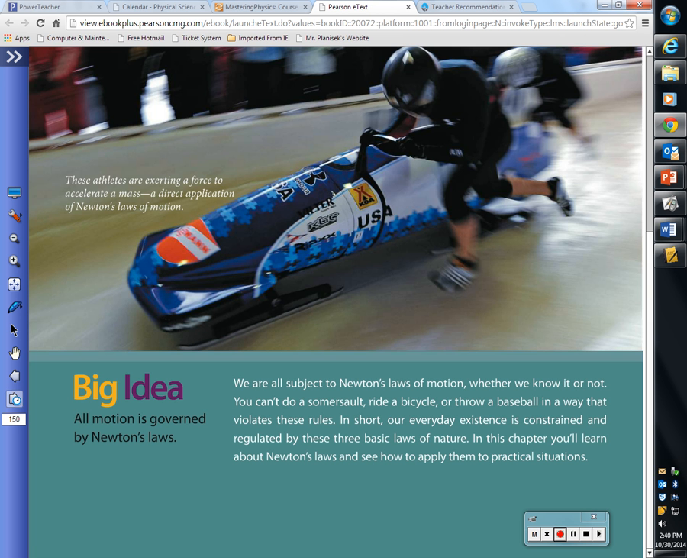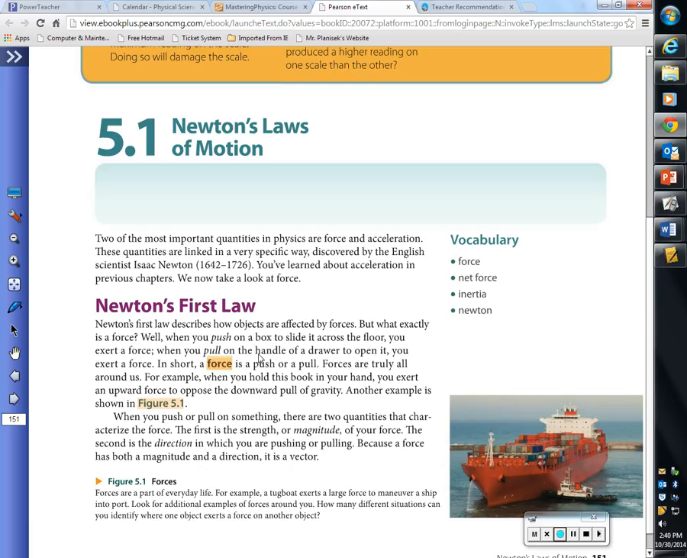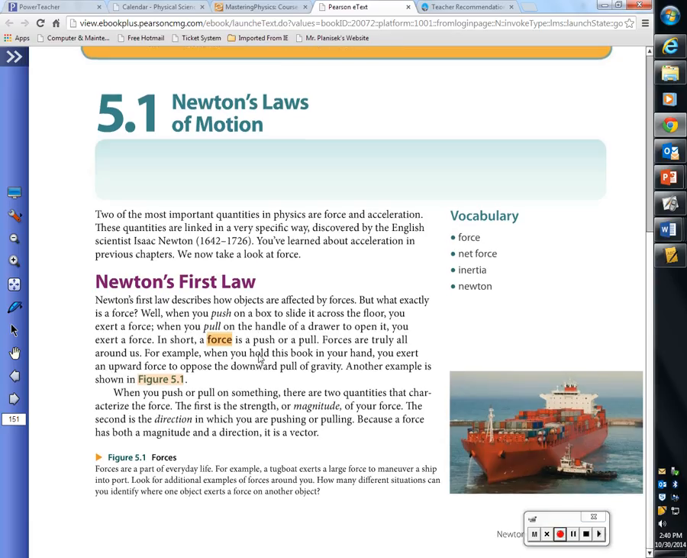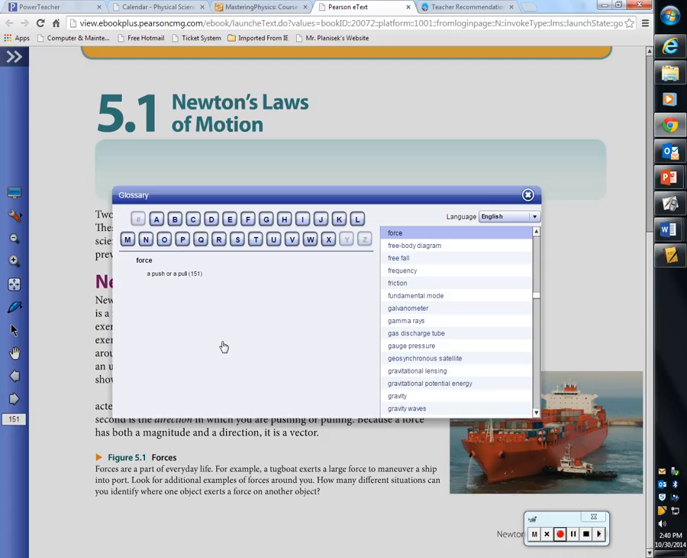So we start off in section 5.1 with Newton's laws of motion. And we start with Newton's first law, pretty inventive name for it. So we talked about the idea before that the answer to the questions why or how is force. So let's define force. And we pull up our handy glossary, and it says that force is defined as a push or a pull. Thanks. That's extremely helpful, in-text glossary.